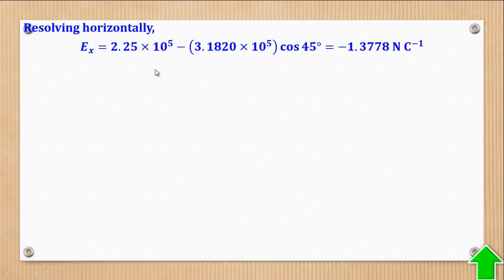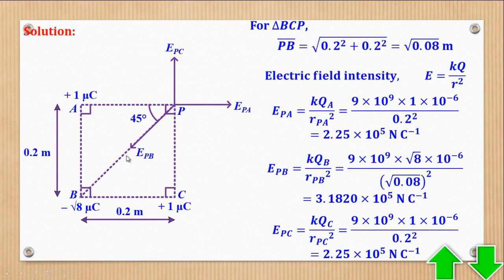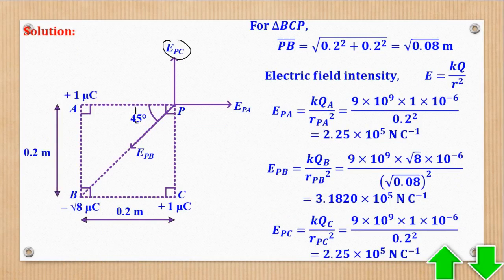So that was horizontally. What about resolving vertically? So resolving vertically, this upward will be positive, but here the component of this will be negative because it is downwards, and it will be this sine this. Now this one is entirely horizontal, meaning it has no vertical component.